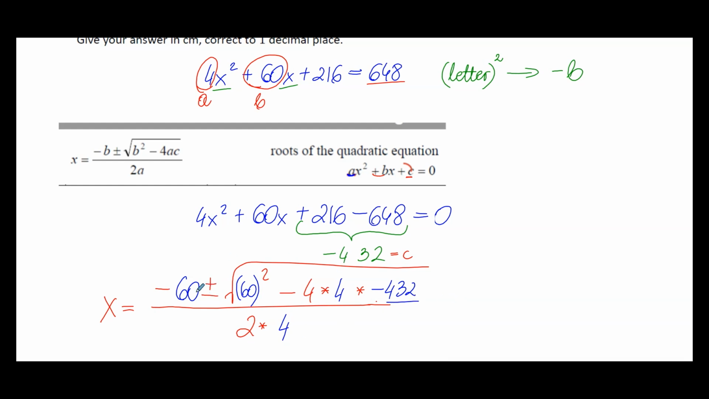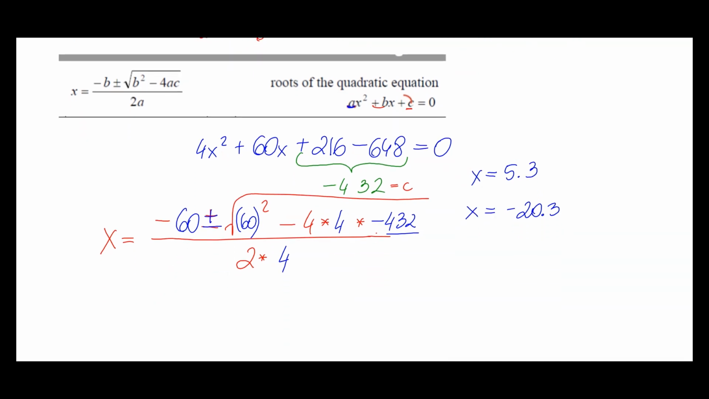Why do we have plus and minus? Because we put one version with plus, and the second version, again, with minus. So when we put it with plus, we get 5.3. And when we put it with minus, we get minus 20.3. Now, here we have to be very careful. The minus b formula is the only formula that gives us two answers. Always, you're going to get x1 and x2.